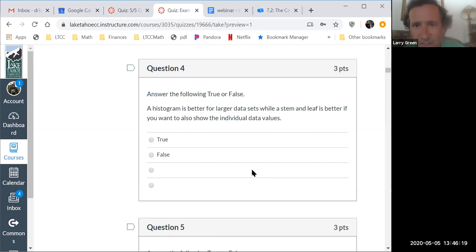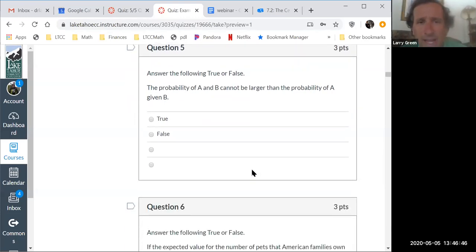Okay, this is true. And the reason is, I know it sounds weird, stem and leaves don't work for very large data sets because you'd have to fit too many numbers on the chart, and there's not enough room. If you had 1 million numbers, you can't do it. Whereas the histogram doesn't show individual data values, and the stem and leaf does. So that's the reason. That's true.